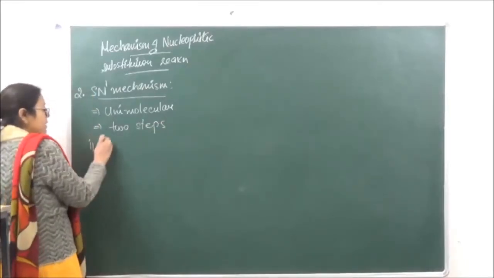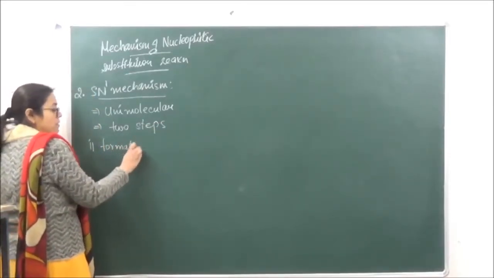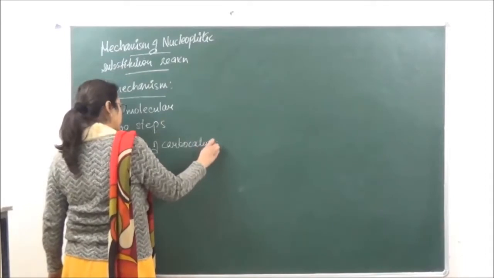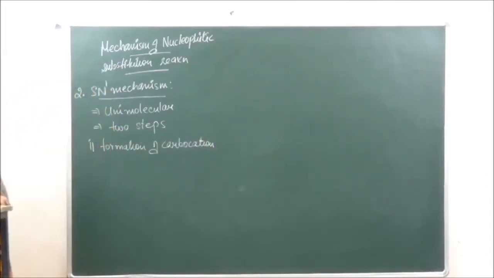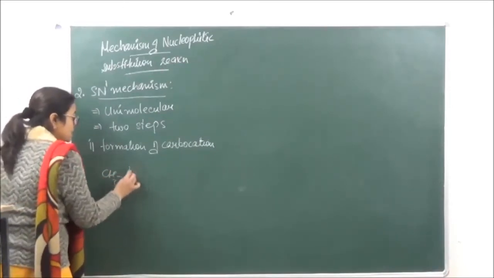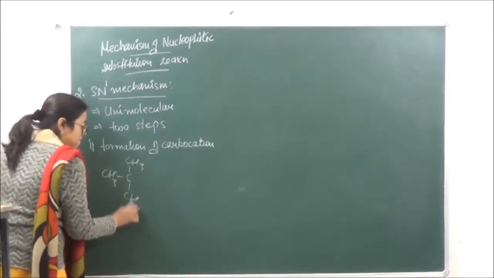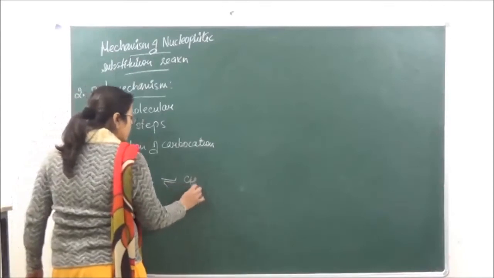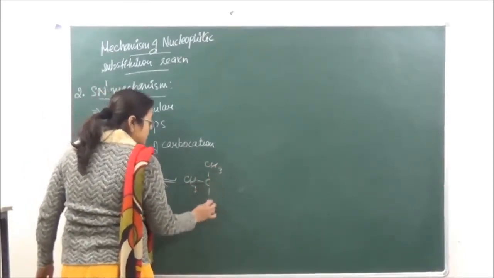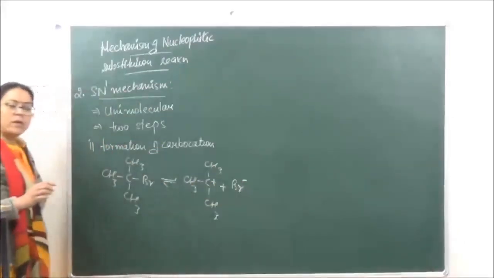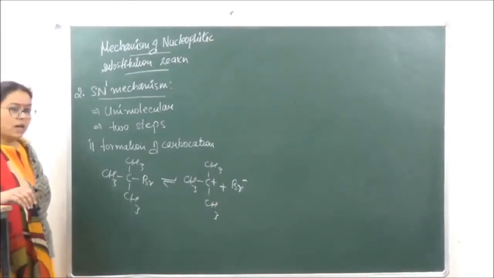In the first step, there is a formation of a carbocation. So carbocation formation, for example, if we are taking CH3, CH3, CH3, Br, this is going to dissociate into CH3, CH3, CH3 positive plus Br negative. This is going to be the carbocation which is present. Carbocation always has a positive charge, right?